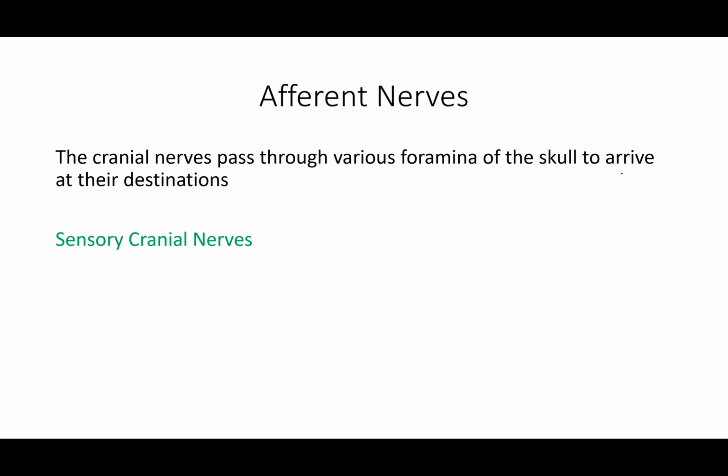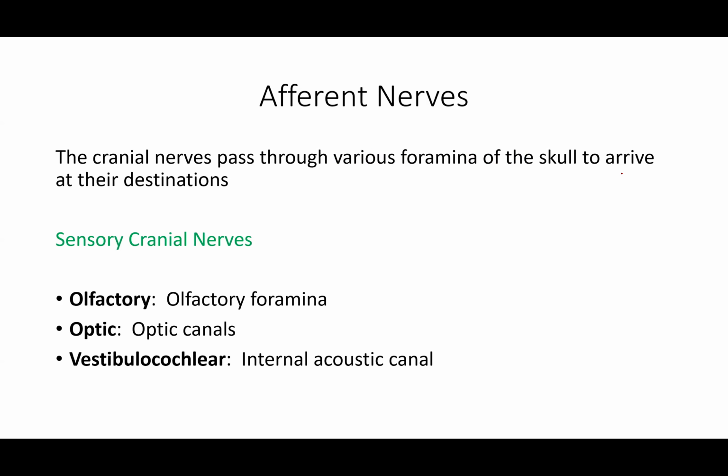Cranial nerves pass through different foramina of the skull, which is why we learned those, to arrive at their particular destinations. So we are going to learn some of those foramina and which cranial nerve it's associated with. So the olfactory nerve fibers pass through the olfactory foramina, through the cribriform plate. Optic nerves pass through the optic canal. The vestibular cochlear nerve passes through what's called the internal acoustic canal. So these are all sensory cranial nerves. These are afferent.